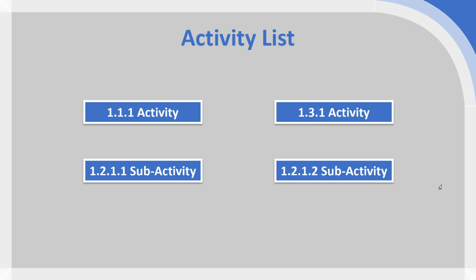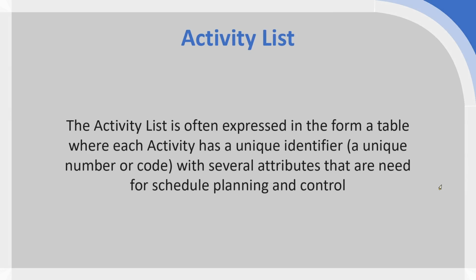Now what we're going to do with these four items is place them into a table. So this is the common way to express an activity list, and we're going to have a few additional elements on this table as well. So firstly, each activity needs a unique identifier, because we're no longer using the hierarchical structure of the WBS.